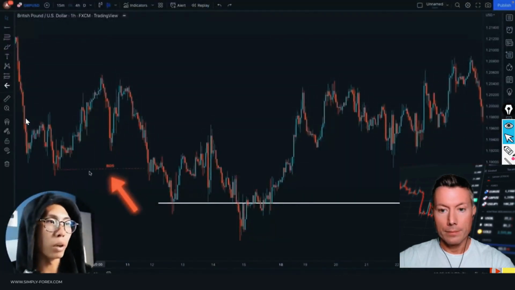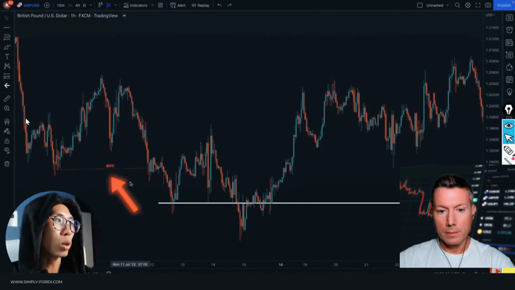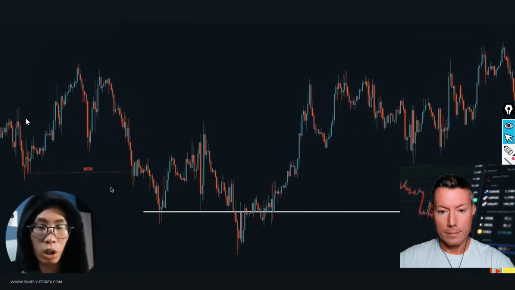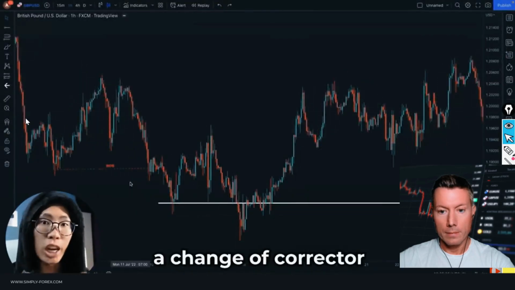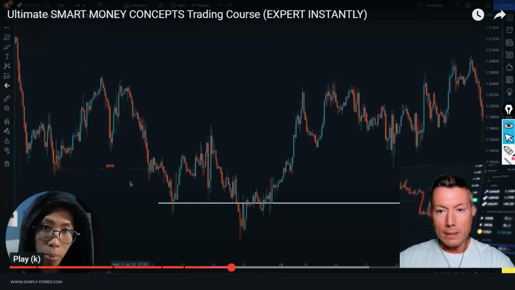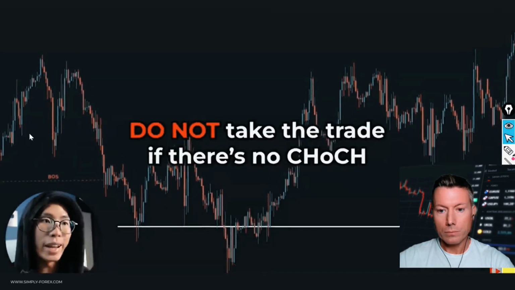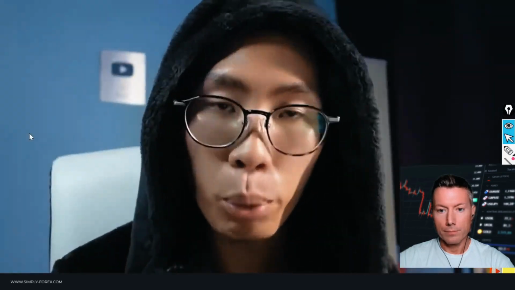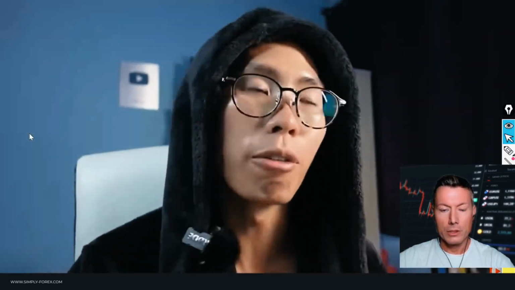Now you can even mark up your break of structure here, and the next thing you want to look for is a change of character. Price must make a change of character after the liquidity grab. Change of character, what a load of crap, right? It's just a structure break. In those higher highs, higher lows, or lower lows, lower highs, when you break one of those levels, it's a structure break, not the terminology smart money concepts use. Ignore that. Do not take that trade if there is no change of character. So it's very, very important that you look out for a change of character after the liquidity grab.